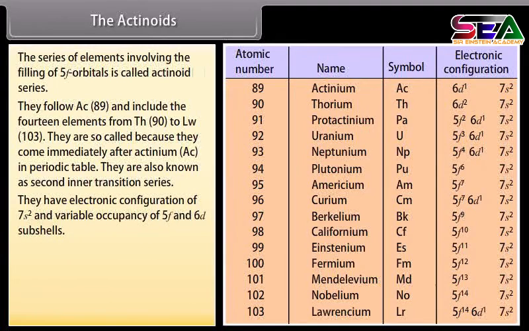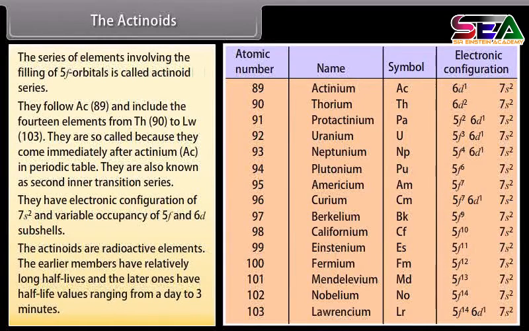They have an electronic configuration of 7s2 and variable occupancy of 5f and 6d subshells. The actinoids are radioactive elements. The earlier members have relatively long half-lives, and the latter ones have half-life values ranging from 1 day to 3 minutes.